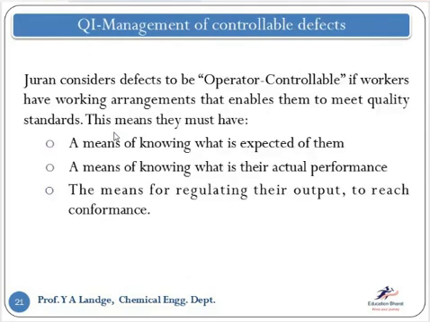So what does it say? Juran considers defects, because when you are human beings, there will be defects. That is the case. When there is machinery, there will be chances of defects, if something goes wrong in the machinery, not ideally. Then the defect is operator controllable if workers have a working arrangement that enables them to meet a quality standard, and what is the reason behind it? This means they must really think about knowing what is expected of them.